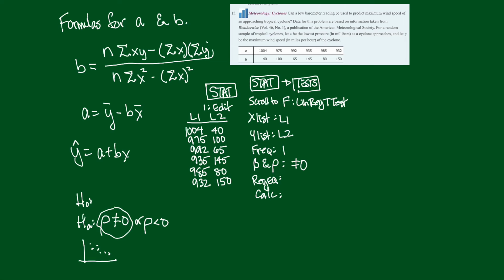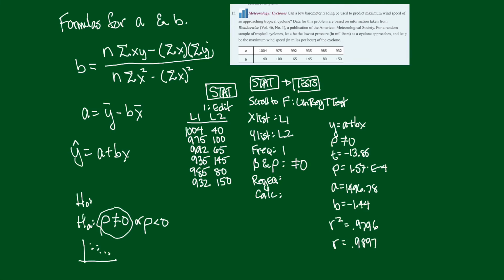Regression equation, we can just leave that blank. Now go down to calculate. Now when you press enter, a lot of information comes up. First of all, they're telling us the form of our equation and what we're testing. We're testing that rho is not 0, that there is some correlation, right? If this is 0, that means there's no correlation. We're testing that it's not 0. So we're testing that there is some correlation.